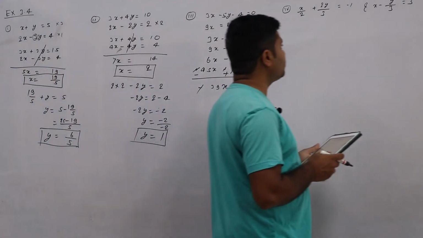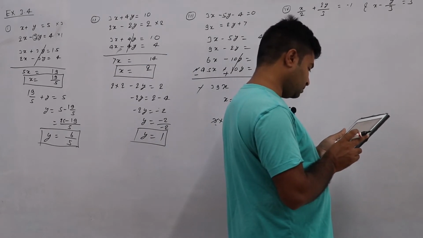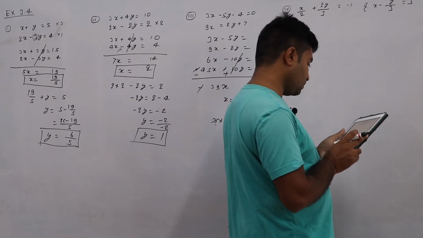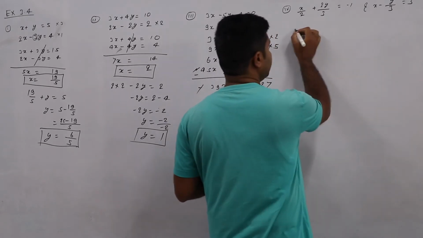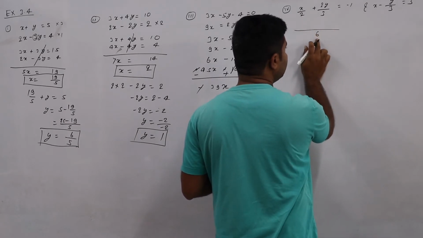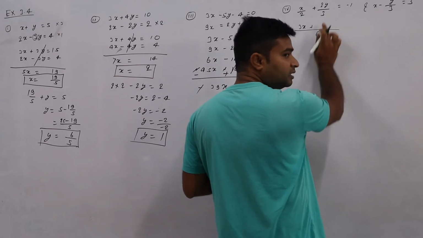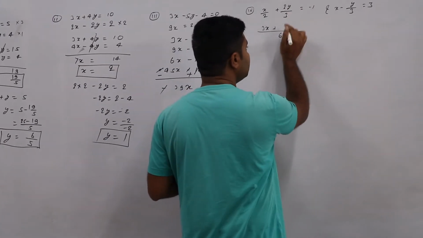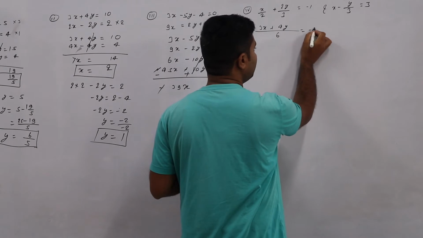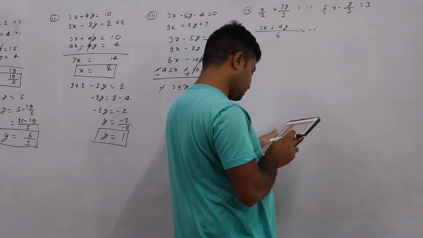See, for this kind of question, first is to take an LCM, right? Yes or no? Yes, sir. So take LCM. LCM is how much? 6. LCM is 6. So 3x plus 4y is equal to minus 1. Question is correct or not? Check once.